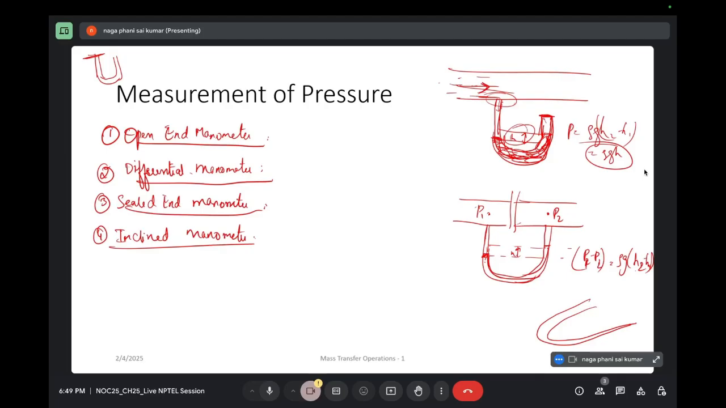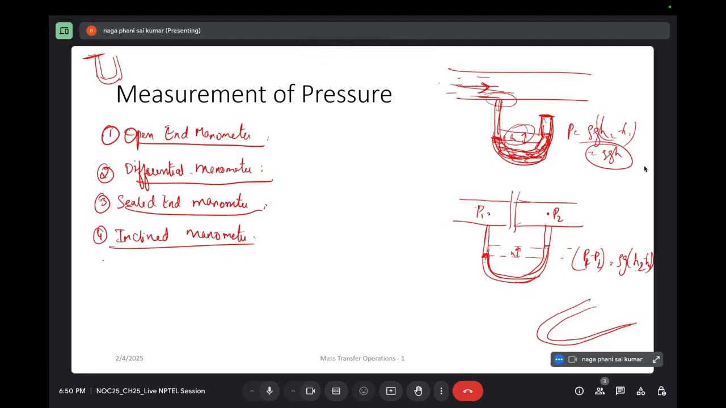Let's say you want to measure pressure in a pipeline, but the pressure exerted in this particular pipeline is very small. In that case, you need an instrument which has a very high sensitivity, because you need to measure small values, right? So you need a device which will be able to measure this particular pressure with high accuracy. So what we do is we incline this manometer so that we are able to measure the pressure with higher accuracy.